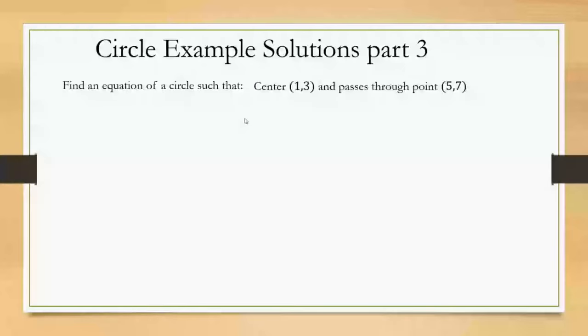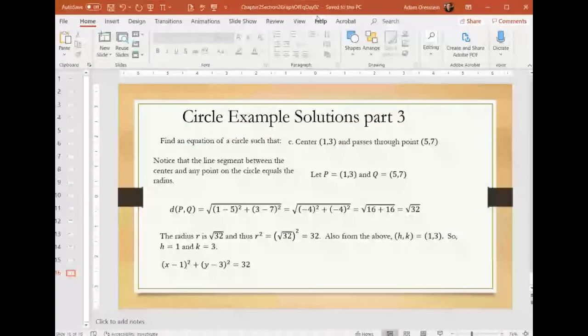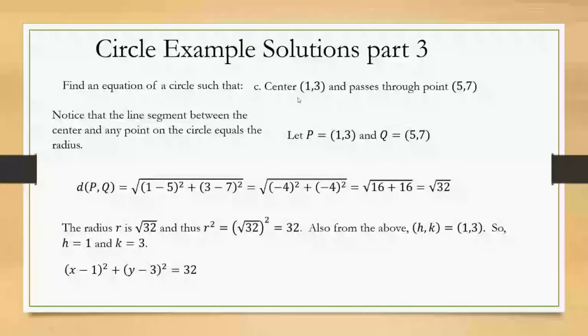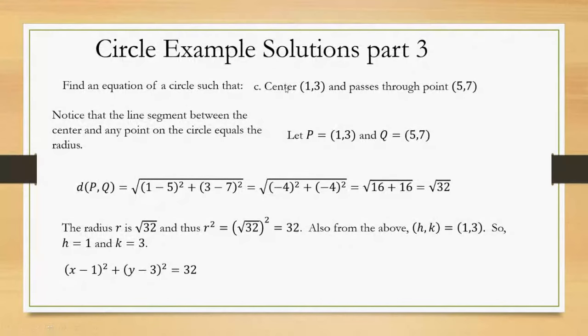Did everyone see it? Okay, everyone sees it. But basically, 1, 3 is the center of the circle, and 5, 7 is a point on the circle. The distance between them equals the radius, and that's really what we're missing. So we can calculate that.